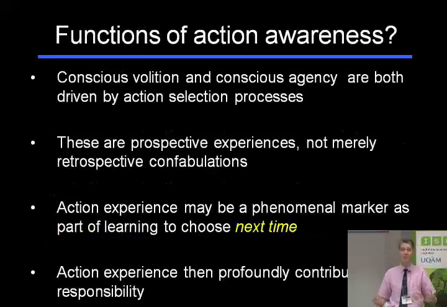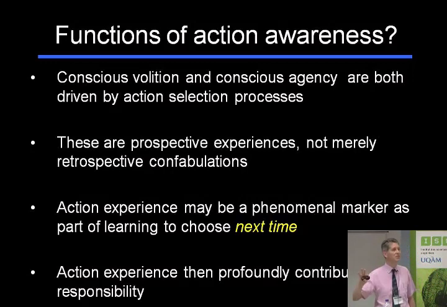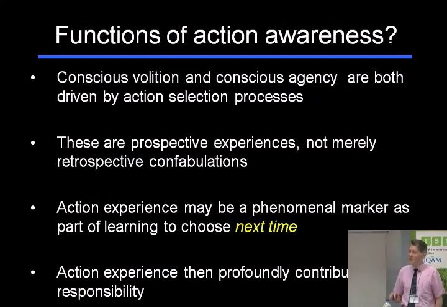Well, it's very difficult to speculate on the functions of action awareness. So you've given me the difficult task of talking about causal mechanisms. So these are just intuitions. What I think I've shown is that conscious volition and conscious agency are both, at least partly, driven by prospective action selection processes. I wouldn't rule out the retrospective story. That definitely is correct. It's true that we do, to some extent, retrospectively invent narratives of our own volition, but not only retrospectively. There's also a prospective component. That's a rather unfashionable view. So we have prospective experiences which are not merely retrospective confabulations.